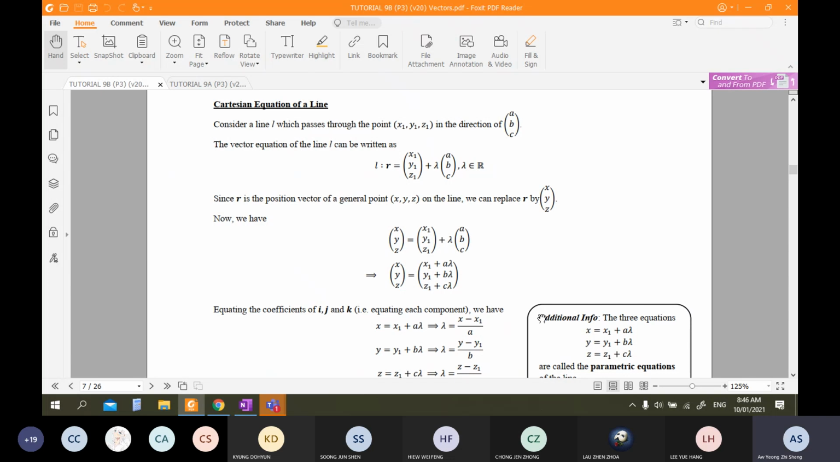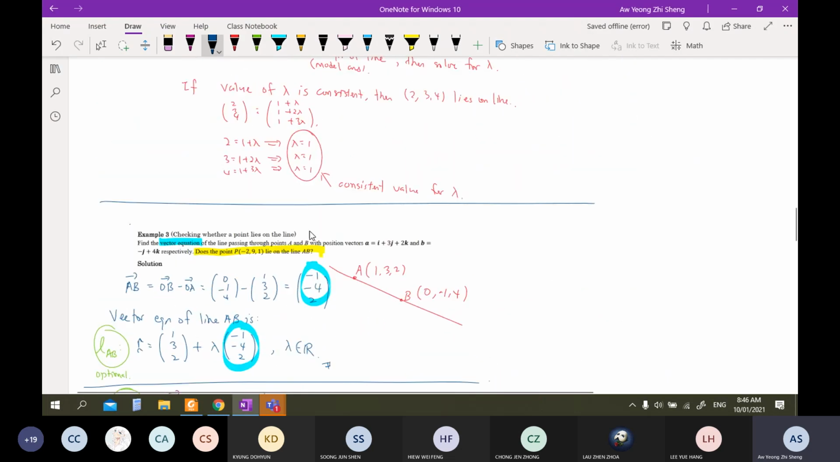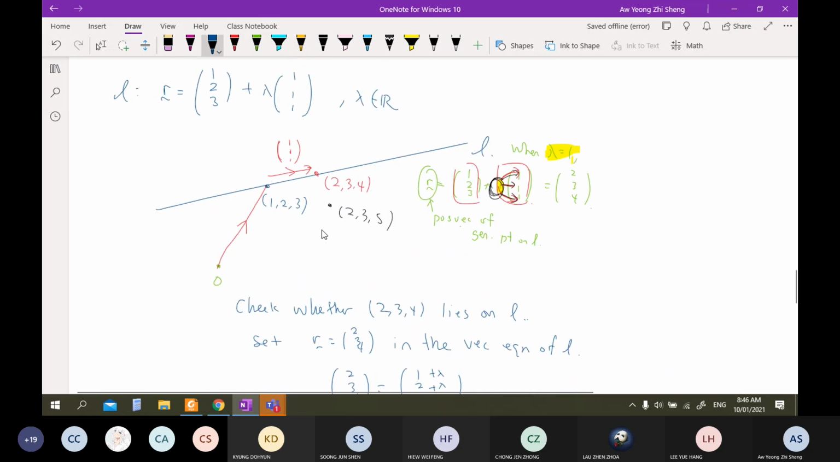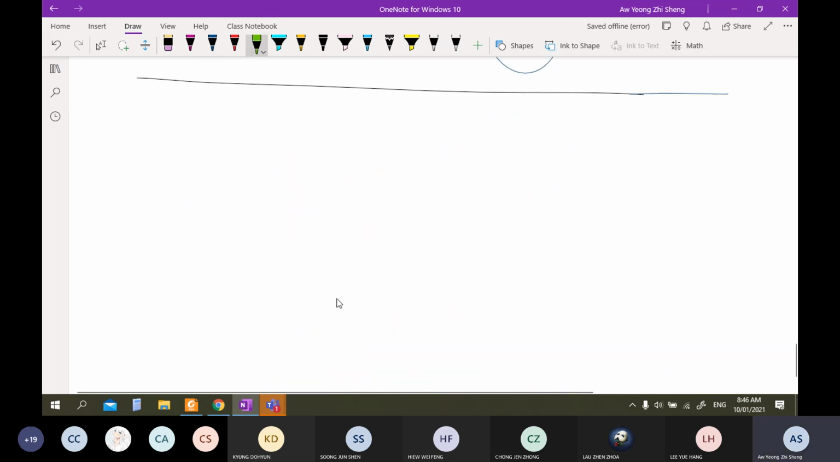Wait, Kushagra, just now I said the point 235 in the example just now. 235 is not on the line. I draw it externally. 235 is not on L. But it's actually possible for 2 coordinates to be the same, the third different, but it is on the same line. It's possible. Yeah. I will have to give you a different line there.